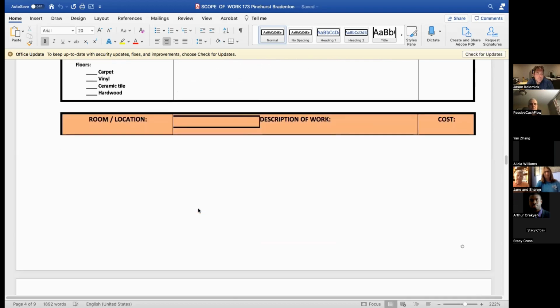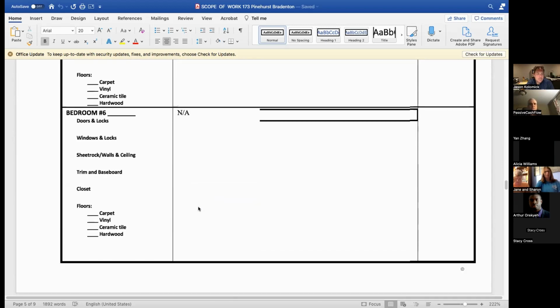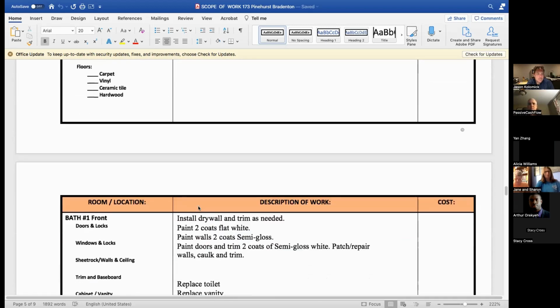And then there's the bedrooms. It's got several bedrooms. Then you just do NA for the ones that don't apply. I just like that because it's already pre-filled out and you just fill in the blanks and add to it.